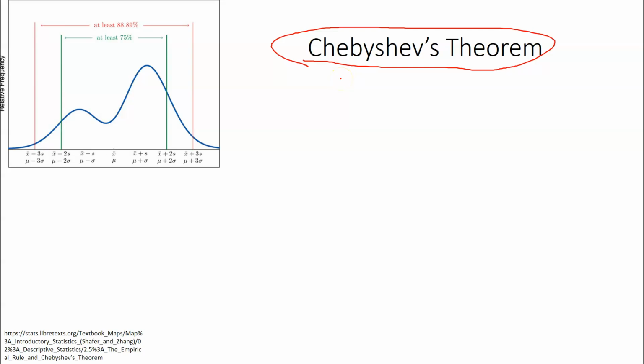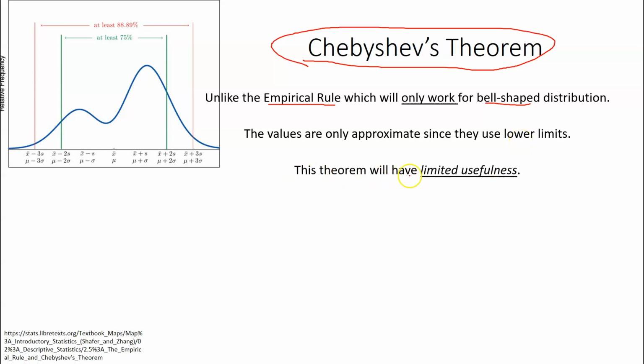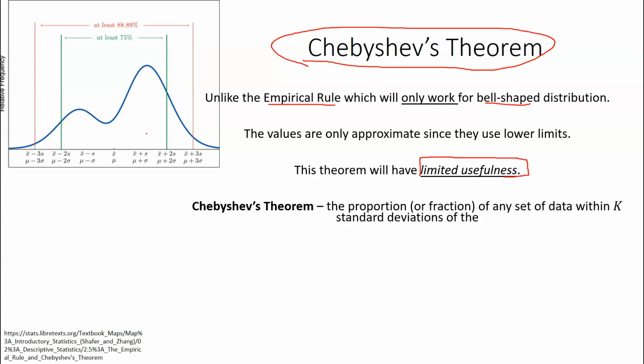Go ahead and pause. Give it a try if you want to try it. Just a weird word. It's a man's last name. Unlike the empirical rule, which had to be bell-shaped, if it's not, you've got to use this to talk about standard deviations. The values are approximate since they use lower limits, and the theorem will have limited usefulness. What I mean by that is most of the time, at least in this class, we're going to be looking at normal or bell-shaped distributions. I'm not saying Chebyshev's theorem is not useful in real life. I'm saying for this class, we're not going to run into it much. But in real life, yeah, there are a lot of distributions out there that are not bell-shaped.